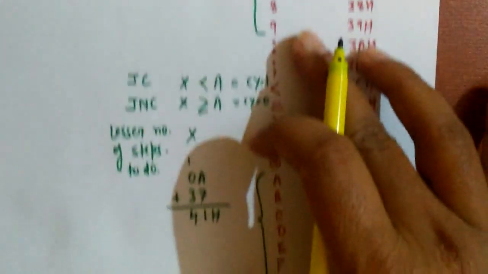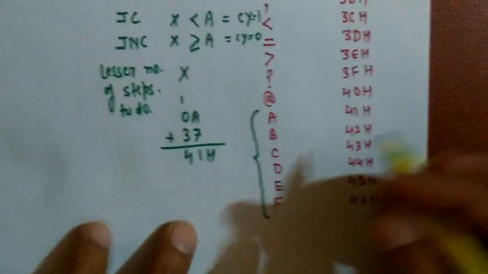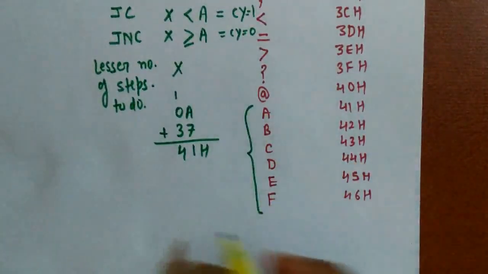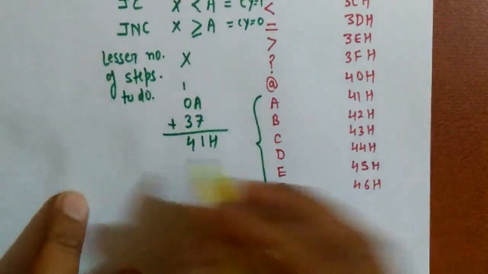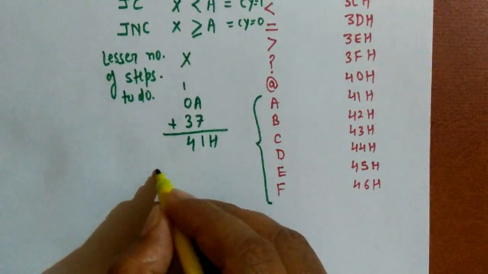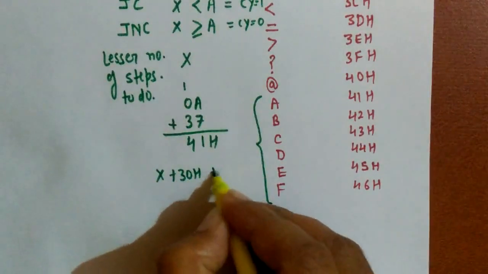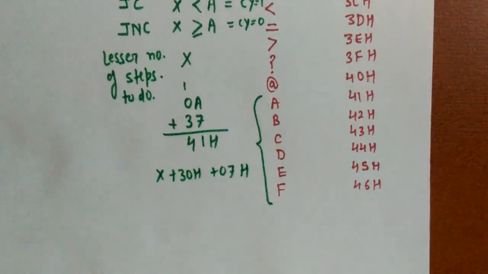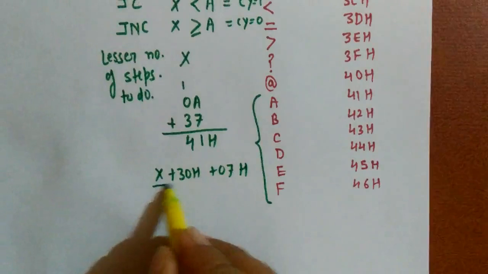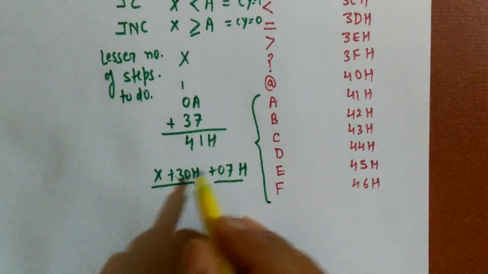But in this case, if you are getting carry equal to 0, that is if the number falls under this condition, then you have to add 37H to x. You may think of this as adding 30 and then adding 7H. That means you first add 30 and then add 7H in order to get a total addition of 37H.